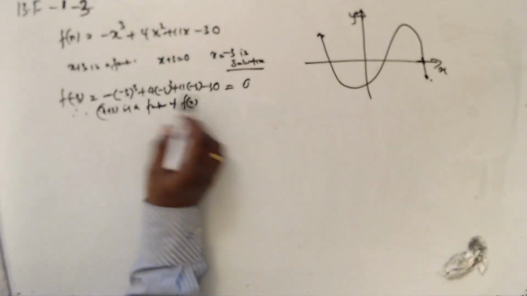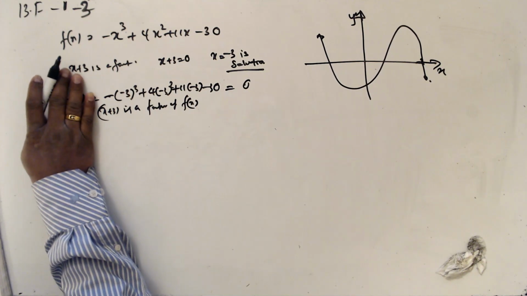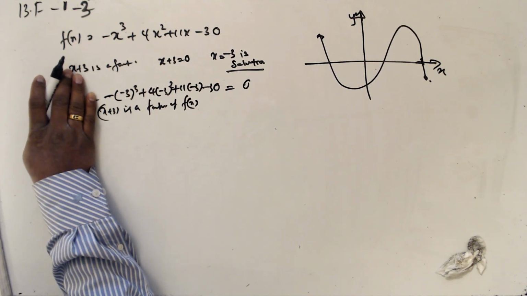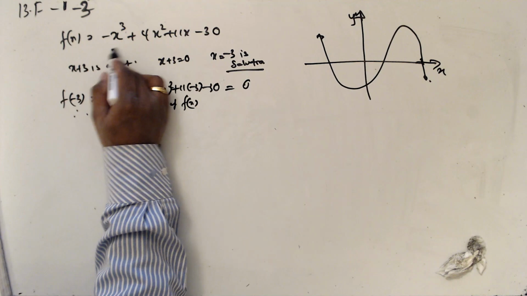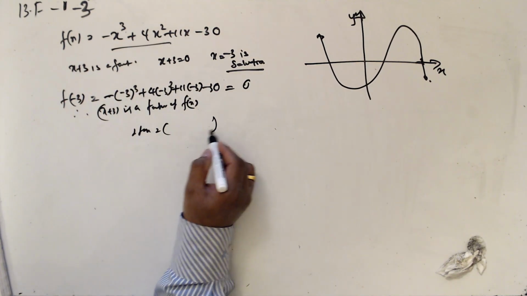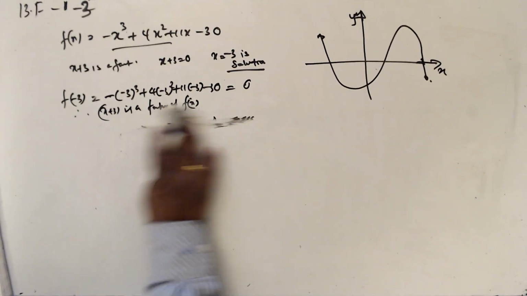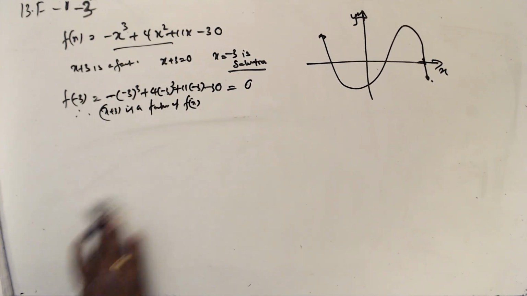The same thing we did in the previous sum. We didn't write f(minus 3). We will substitute this one, take this as the LHS, and we show that it equals the RHS. That's how we did it in the previous sum. That's fine.